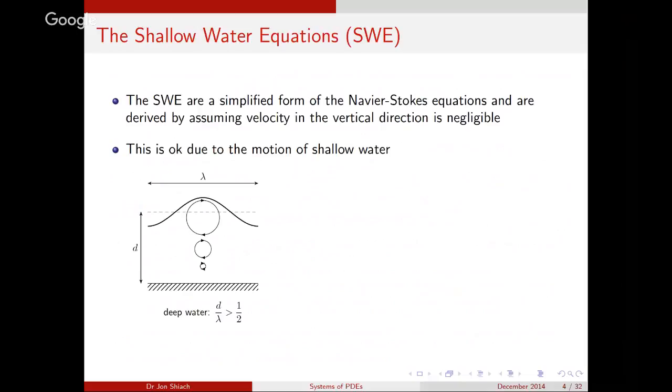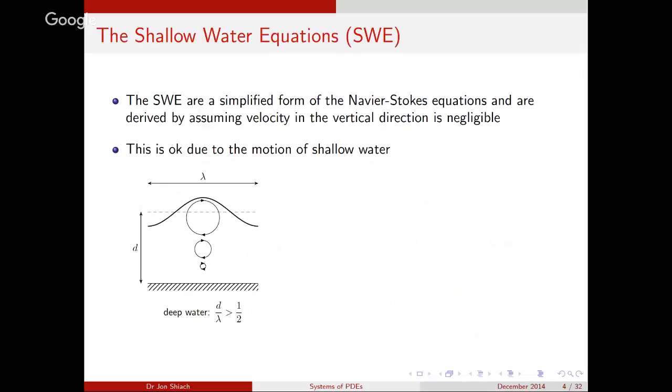Right, here we've got a diagram. Let's say this is the bottom, what we call the datum, it could be the bottom of a swimming pool or something like that. And this line here is just a wave in the water, like an undulation in the water. Now imagine that wave is traveling from left to right.